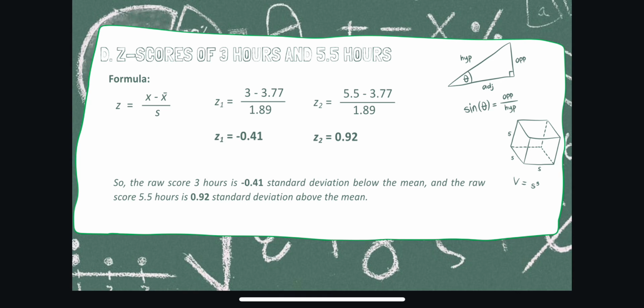In interpretation, negative Z-scores represent values below the mean, while positive Z-scores represent values above the mean. Therefore, students who spend 3 hours on social media use it slightly less than the average student, while those who spend 5.5 hours use it more than the average.